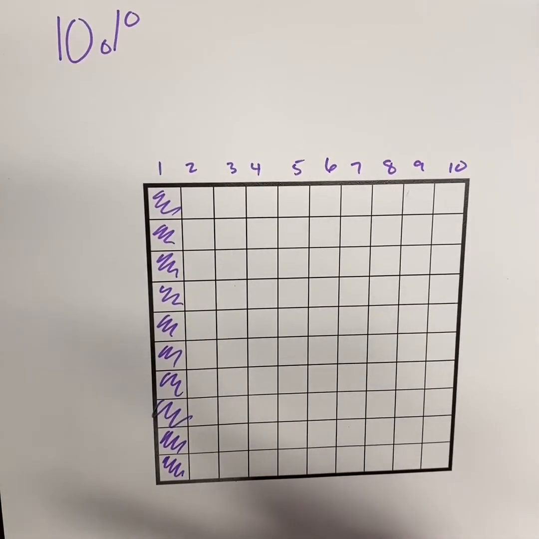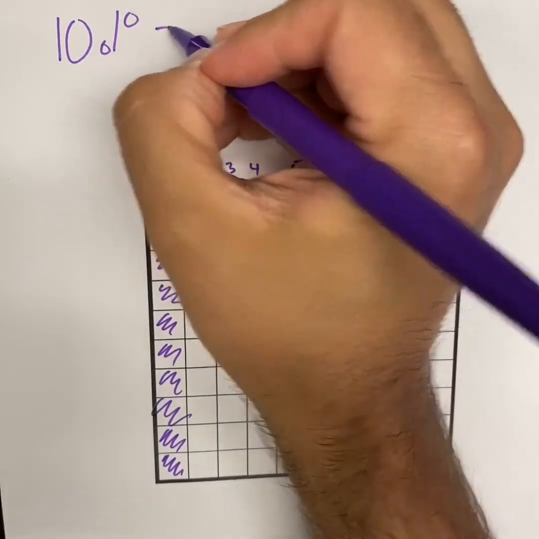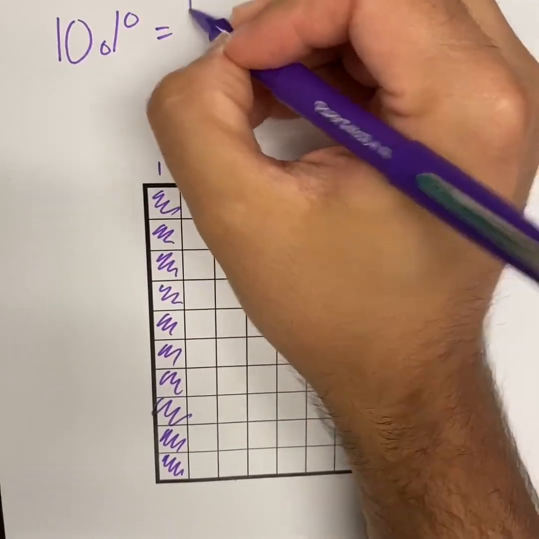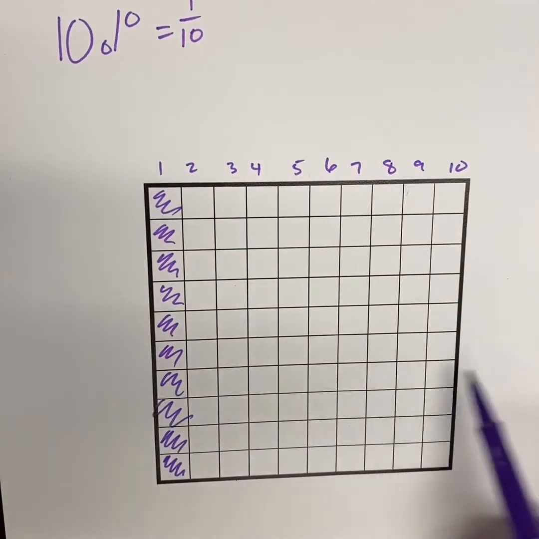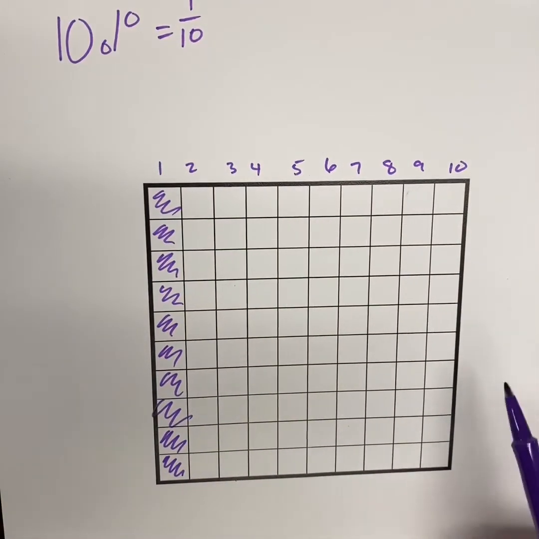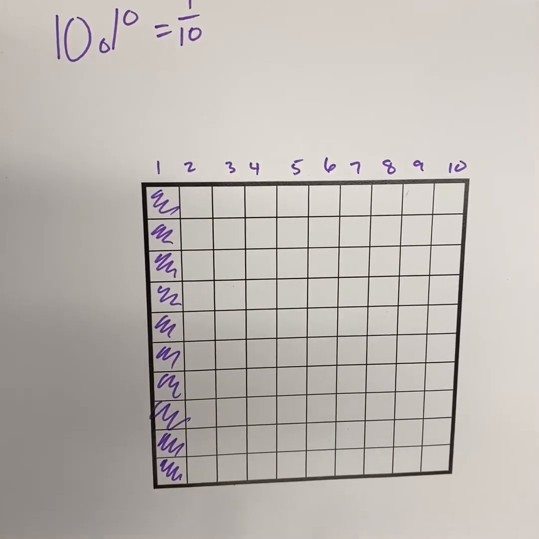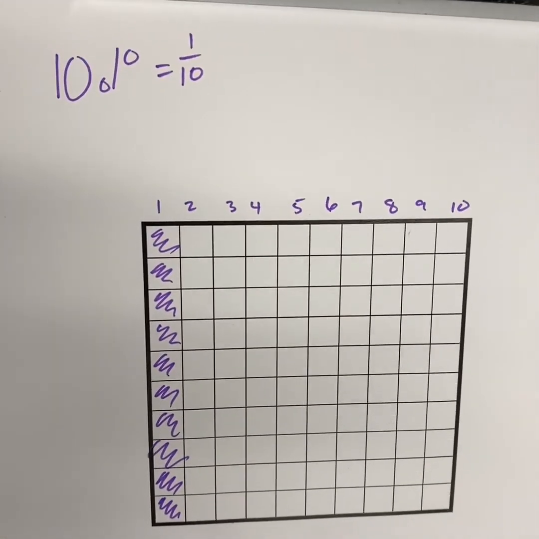If you said 1/10, you would be correct. So this is actually 1/10. We have one shaded column out of the 10 that exist in my 100 square. Sorry, you can't see that perfectly. Let me pull this down a little bit here.